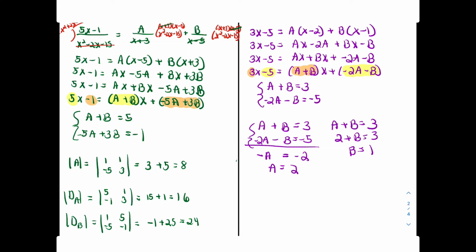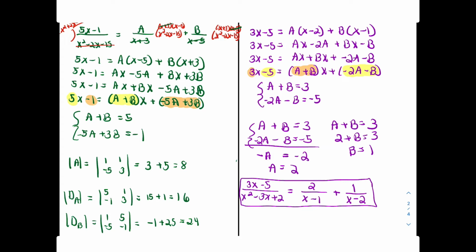So I'll go back to my setup of my partial fraction decomposition. And I'm going to replace the a with 2 and replace the b with 1. And you have now found the partial fraction decomposition of this rational function.